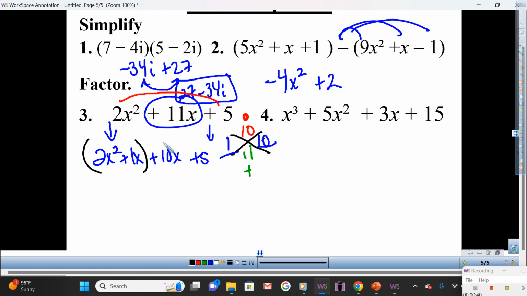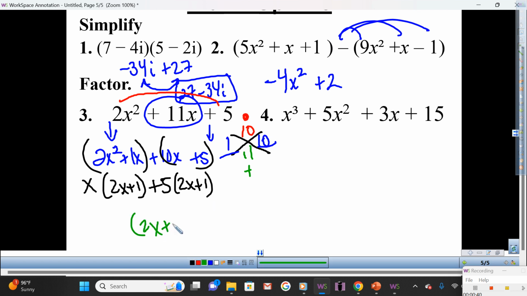Group. GCF for this is x. We're left with 2x plus 1. What number divides these two? 5, and we're left with 2x plus 1. Therefore, my factors are 2x plus 1 and x plus 5. Hands, have you got that? All right, yeah. Come on, guys, let's go.